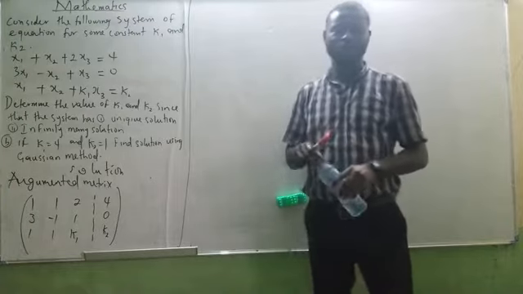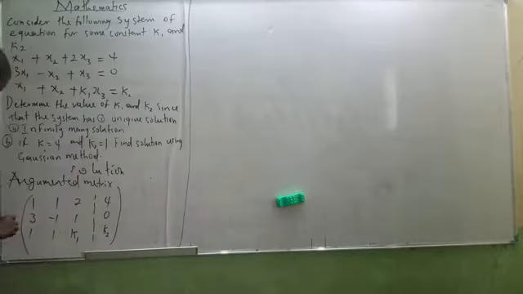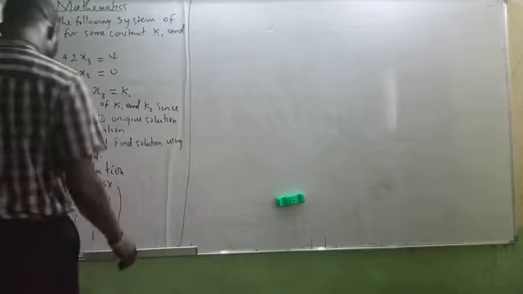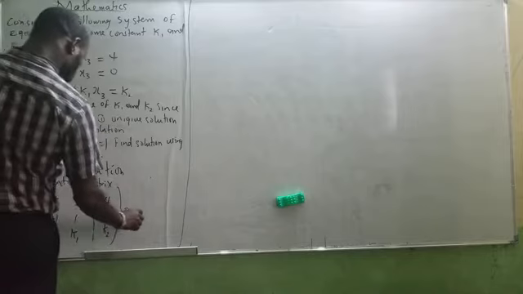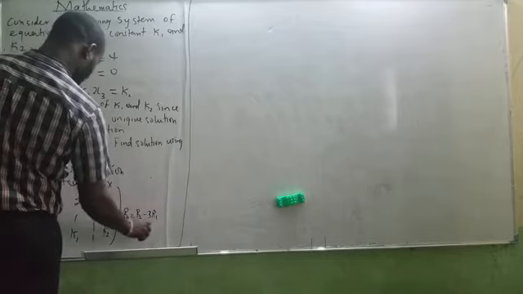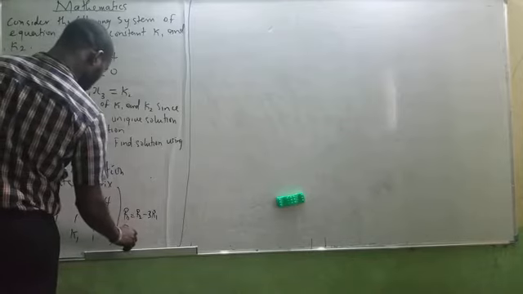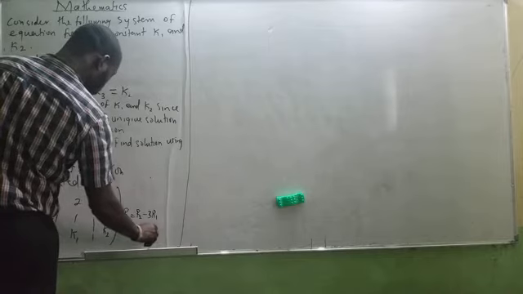Now, the next thing we need to do is think of a way. We are going for reduction, and this must turn to 0. That is Gaussian. Now, since we have that, it means my row 2 will be equal to row 2 minus 3 row 1. My row 3 will be equal to row 3 minus row 1.